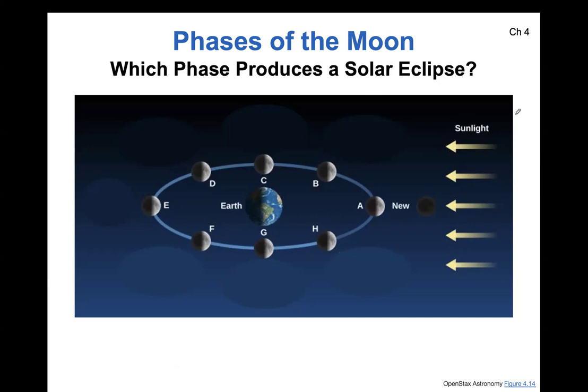Yep, so only a new moon can create a solar eclipse. Other phases would not be in the correct relative orientation to do it.